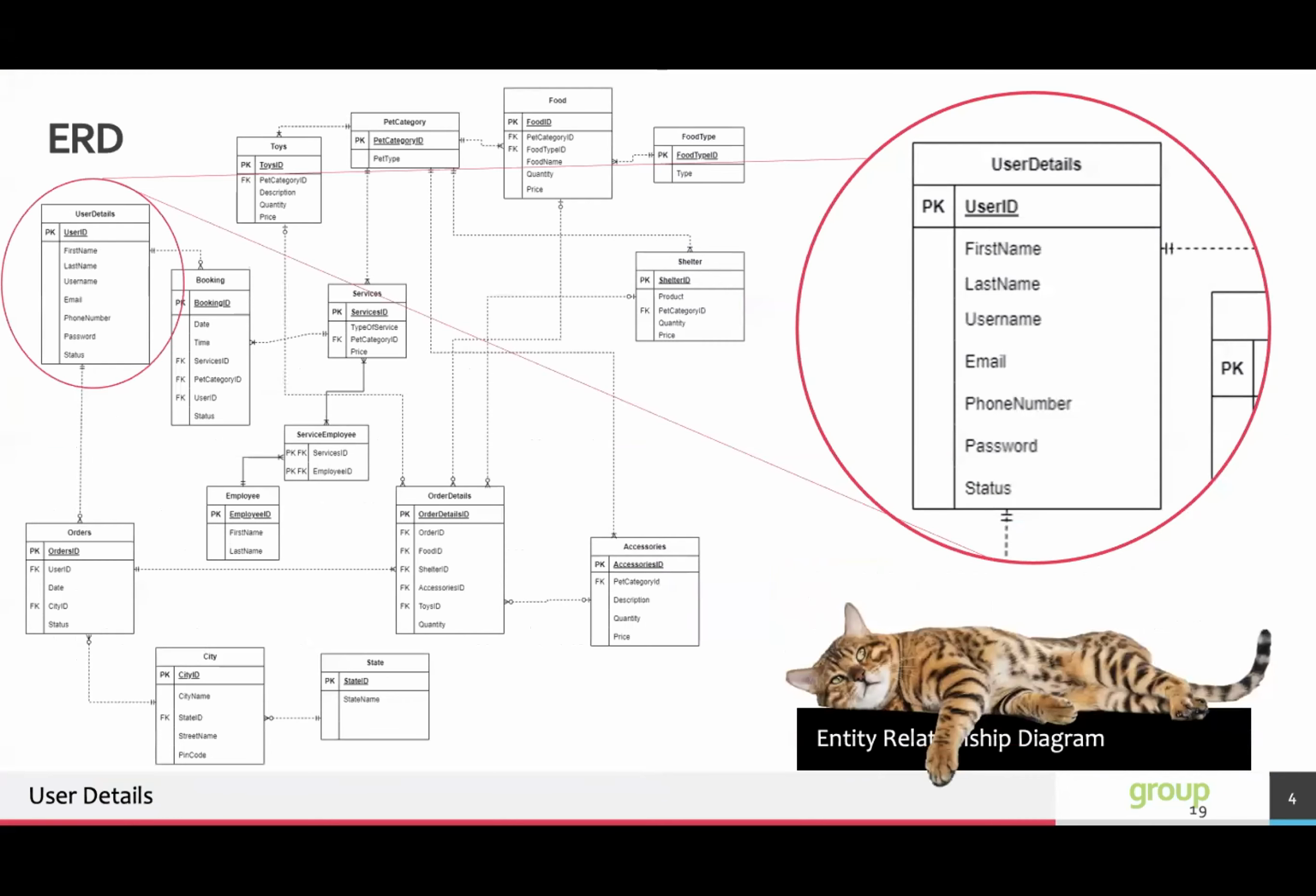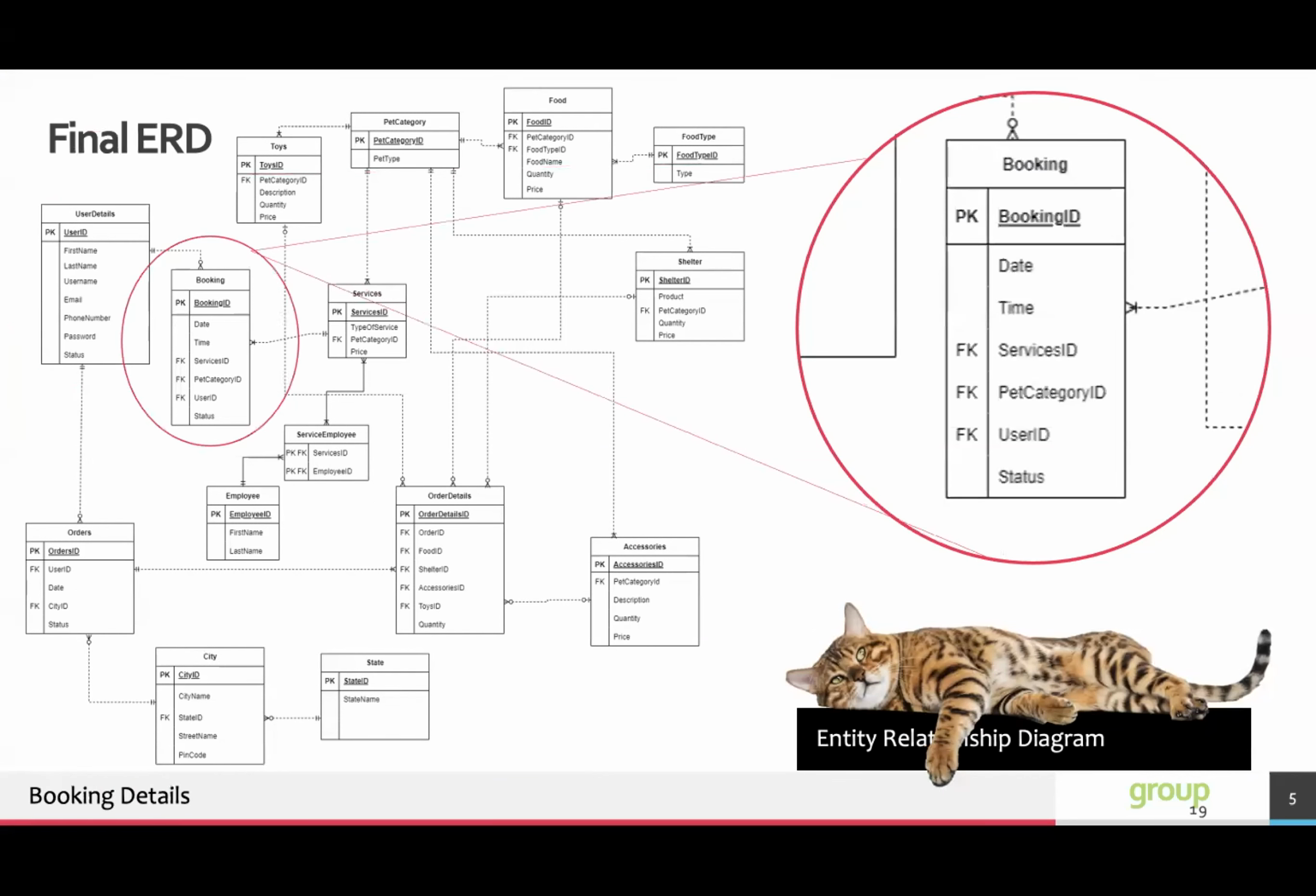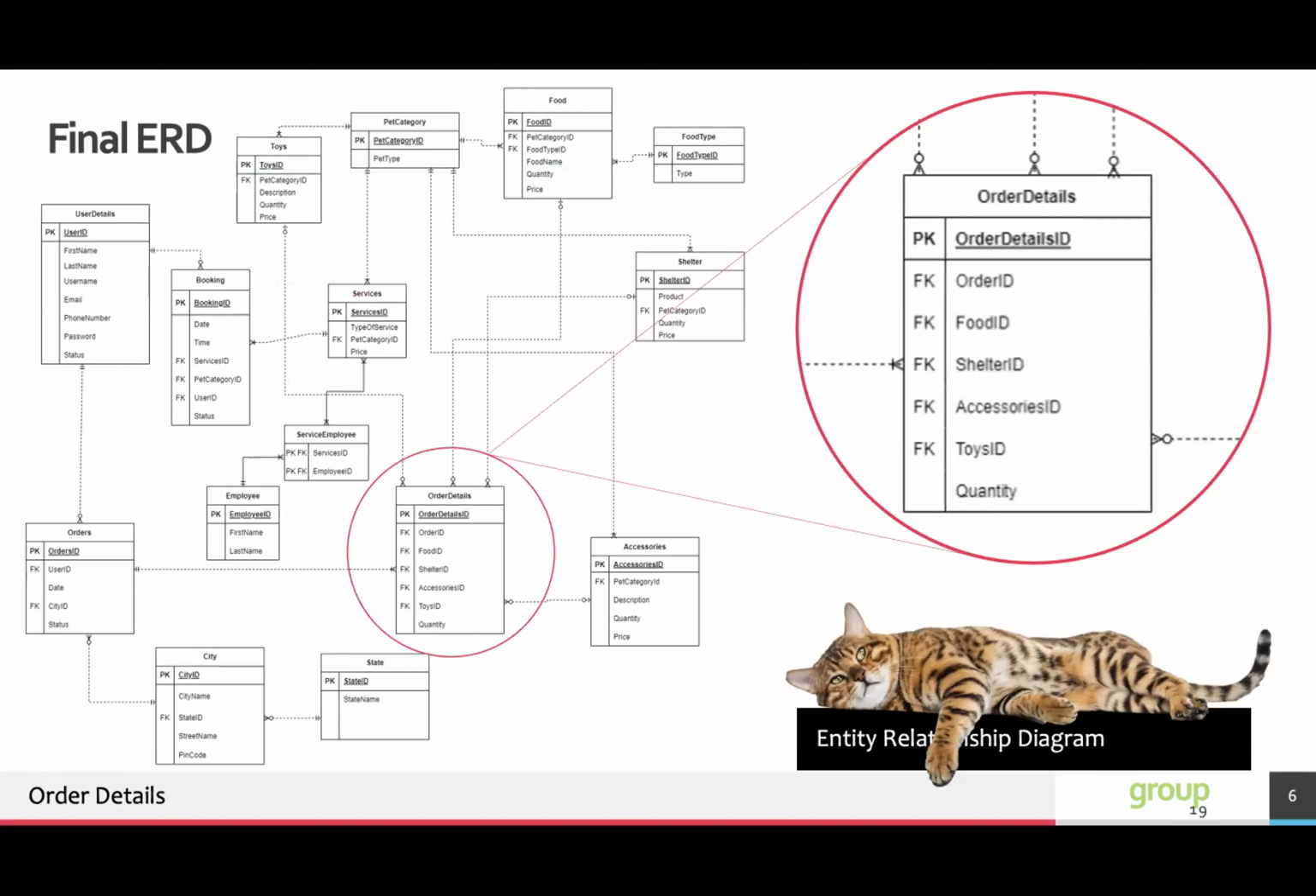So let's move on with the ERD diagram. We have highlighted the main part in the ERD, that is the user details. Based on the user details, we next have the bookings. So it's for the pet categories and it is related to the services table. And then the order details, which a business user can use for checking which products or accessories are selling a lot.